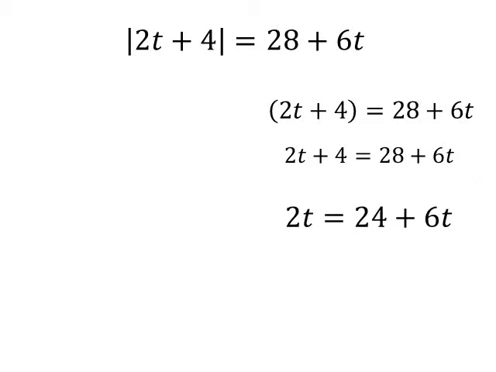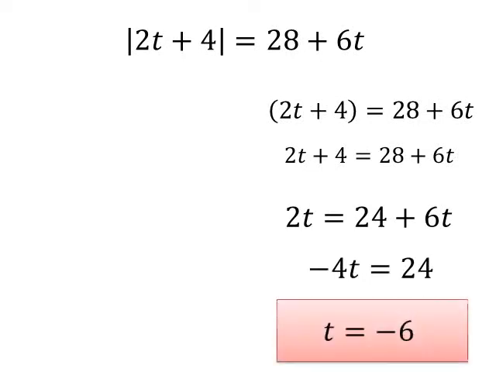Then we subtract 6t from both sides so that we can have t on one side of the equal sign and numbers on the other side. That'll give us -4t equals 24. We divide by -4. And that gives us t is equal to -6. That's one potential solution, but we have to consider both solutions.